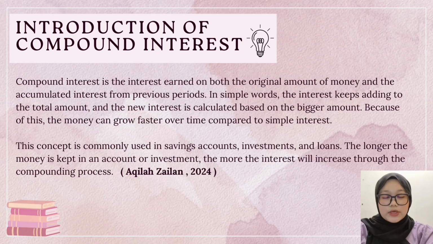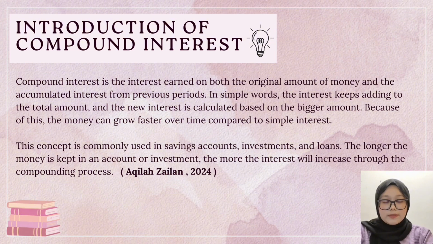Introduction of compound interest. Compound interest is the interest earned on both the original amount of money and the accumulated interest from the previous period. In simple words, the interest keeps adding to the total amount and the new interest will be calculated with the bigger amount. Because of this, the money will grow faster over time compared to simple interest. This concept is commonly used in savings accounts, investments and loans. The longer the money is kept in an account or investment, the more the interest will increase throughout the compounding process.